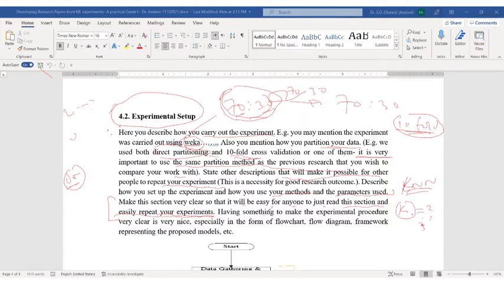Having something to make the experimental procedure very clear is very nice, especially in the form of flowcharts. If you can draw a flowchart or flow diagram or framework presenting the proposed model, that would be very, very great, because that will go a long way to make it easy for people to see and understand the flow of your experiment, which is very important.